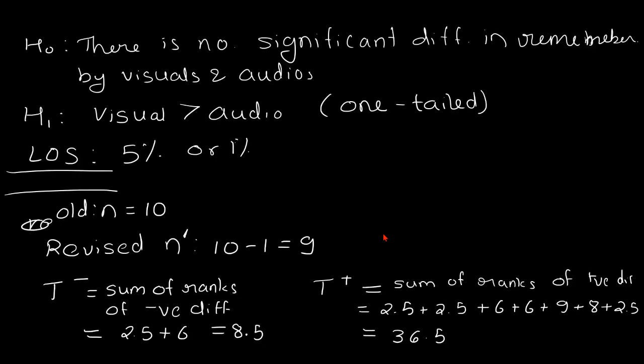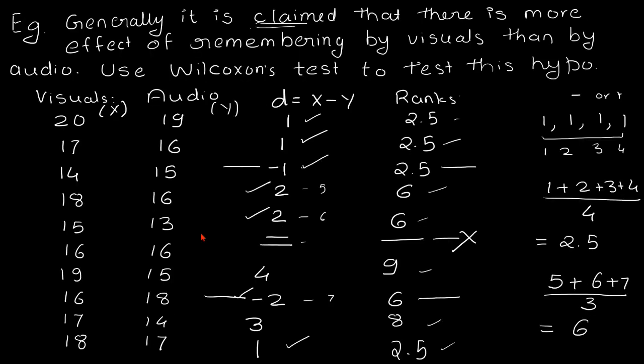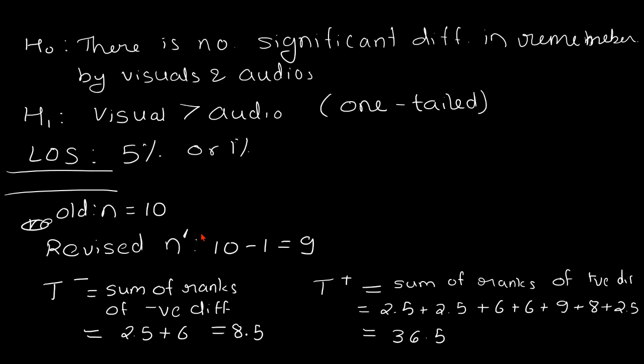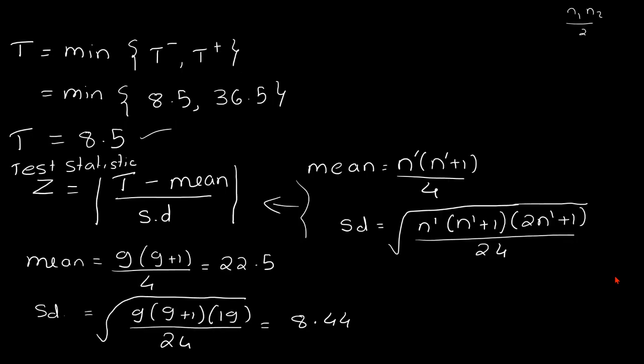Once this has been done, and your h naught, h1 and level of significance have been set, you will write the revised n dash. Revised n dash will be the total number of observations minus those values which have not got ranks, or those values whose difference is not 0. From that you will get the n dash value. Then you will calculate t minus and t plus, where t minus is the sum of the ranks of negative differences and t plus is the sum of the ranks of the positive differences. Then you will calculate the t value, that is the minimum of both t minus and t plus.